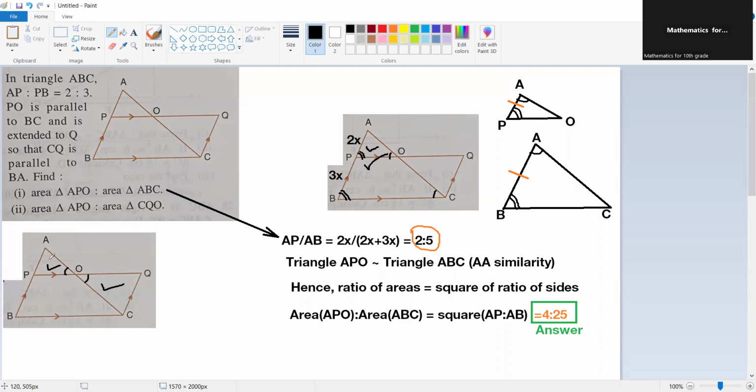Similarly, like earlier, these two lines are parallel. AB is parallel to QC. So if these two are parallel lines, AB and QC, this is a transversal AC. So these two angles are the same because they are interior alternate angles, I'm sorry, interior alternate angles.